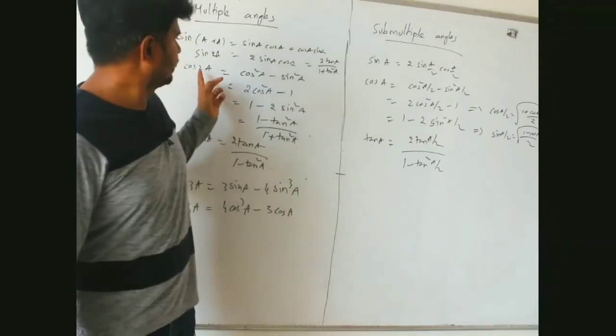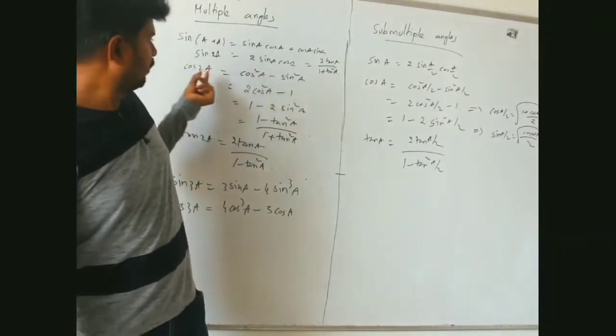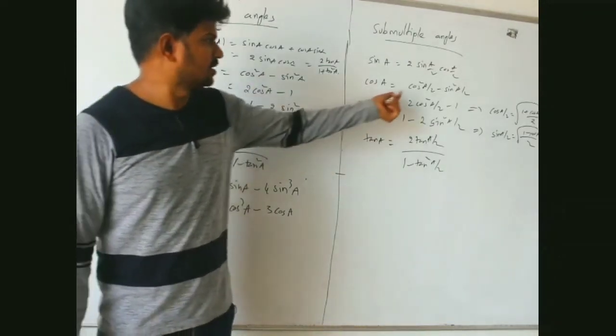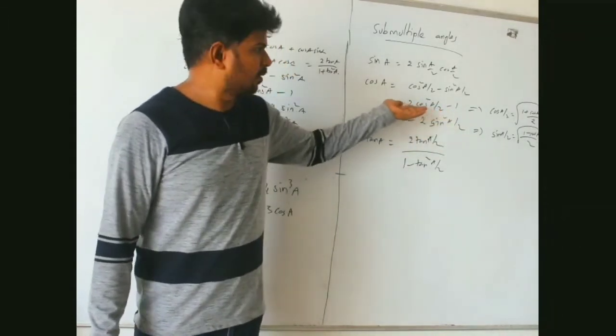Similarly, apply for cos 2A. Instead of 2A, we substitute A here. So here 2 is becoming 1, and if 1 is there, it becomes 1 by 2. That is the logic here, and you can write like this. But here, you can make one more conclusion.